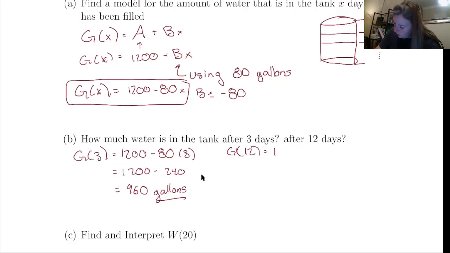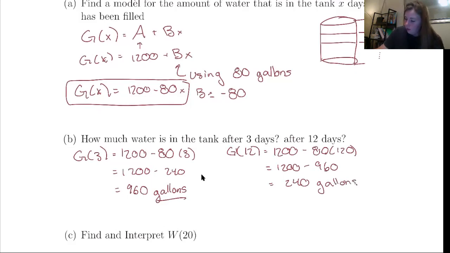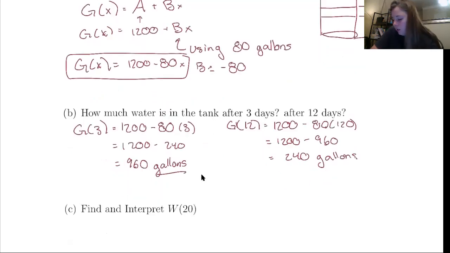And then at 12, we're going to have 1200 minus 80 times 12, which is 1200 minus 960. Subtraction was for some reason a lot easier for me. 240 gallons. Great. So after 3 days, I have 960 gallons, and after 12 days, I have 240 gallons.